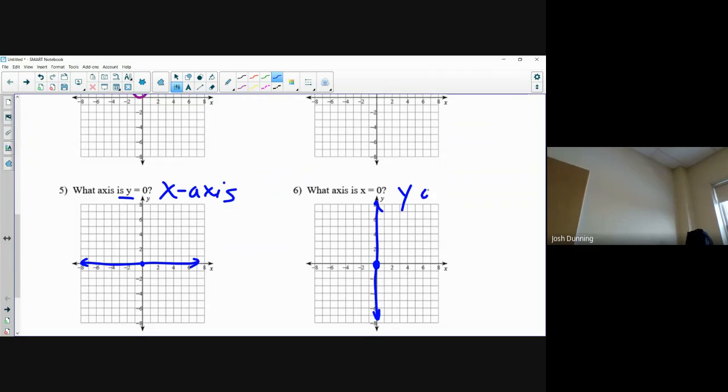That's the y-axis. Now, I just thought I'd mention that real quick because some of the questions that they like to ask on the Regents, instead of saying y-axis or x-axis, they'll say like the line y equals 0. So you graph it and take a look. Oh yeah, that's the x-axis.